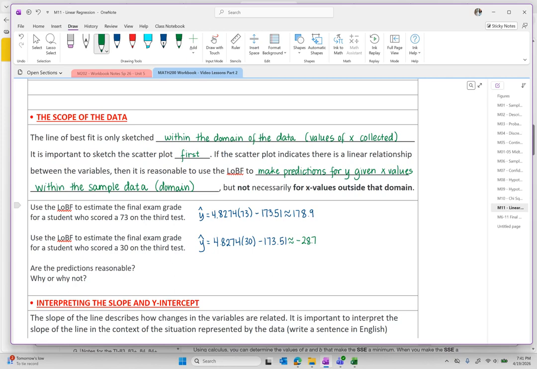This line was generated with x values between 65 and 75. It could do a reasonable prediction very close to that or within that data values. But so far away as 30, it does not apply anymore. It is not a valid model for data very far outside of the domain.